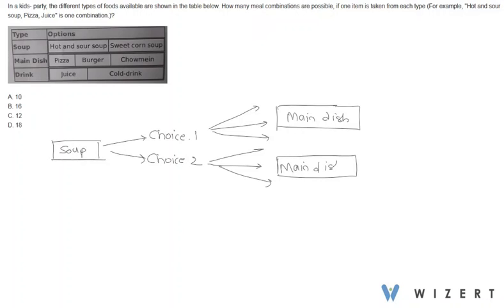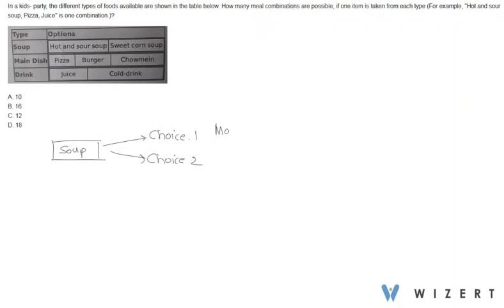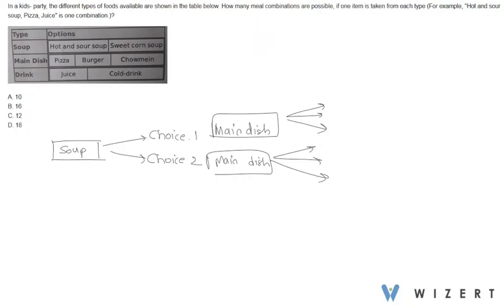So let me just write them in some other way. Main dish, three choices. Again here, main dish, three choices. Now with each choice of main dish, we will have a choice of drink. How many choices of drink? Two choices of drink with each choice of main dish. So let's see drink.